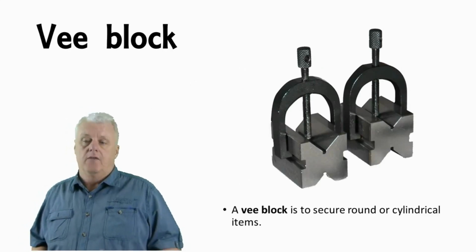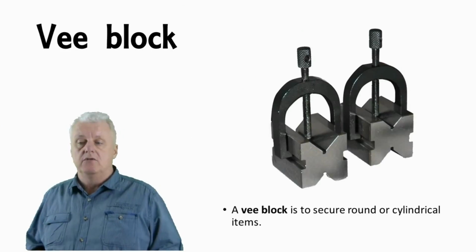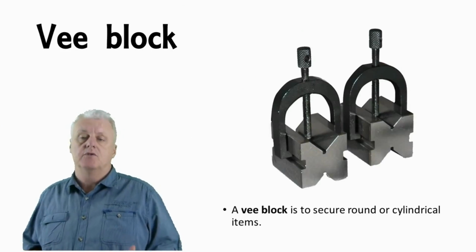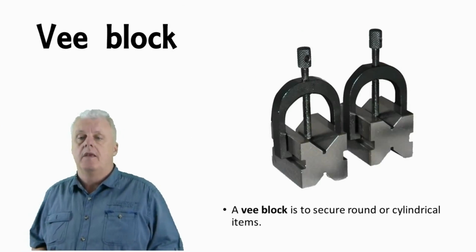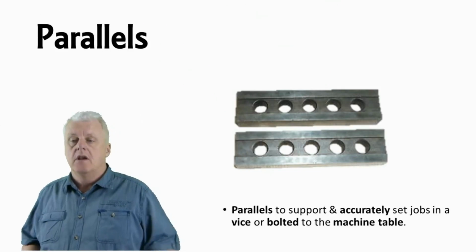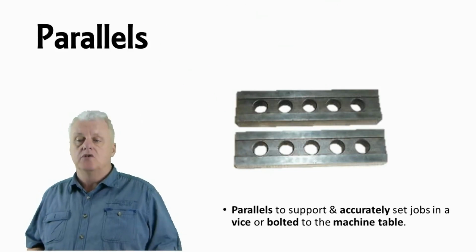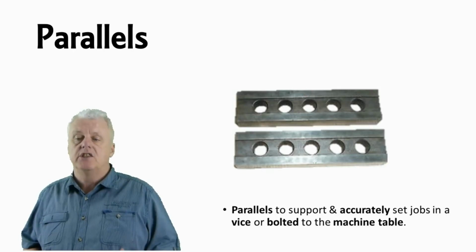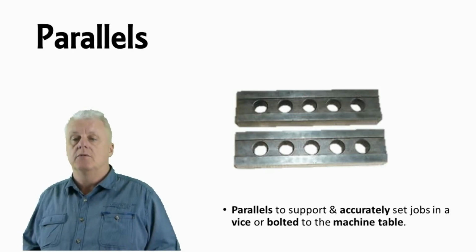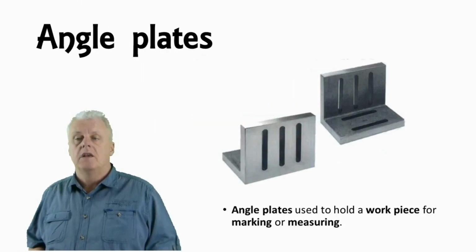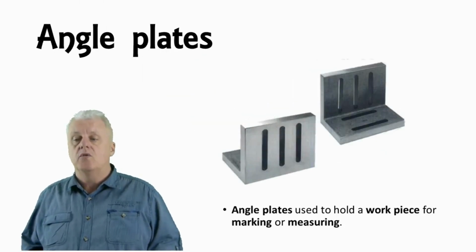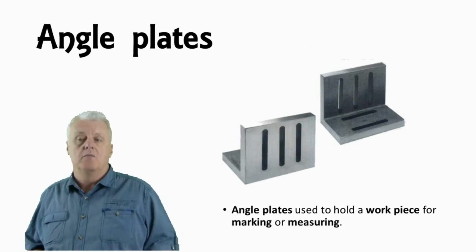V-block. A V-block is to secure round or cylindrical items or workpieces. Parallels. Parallels are to support and accurately set jobs in a vise or bolted to the machine table. Angle plates. Angle plates are used to hold a workpiece for marking or measuring.